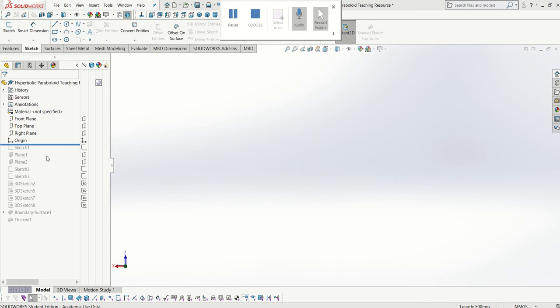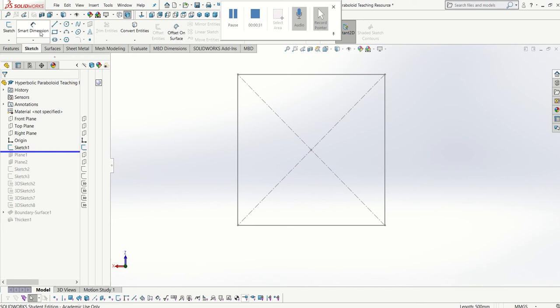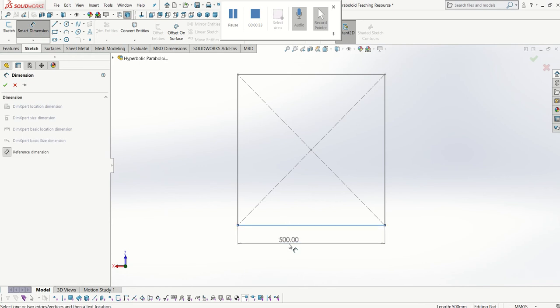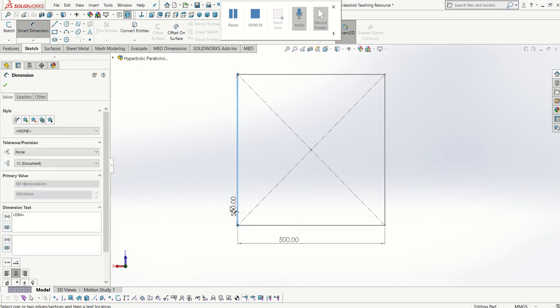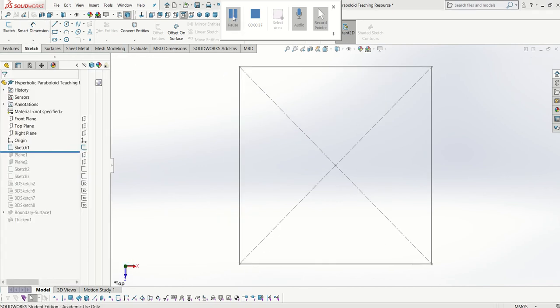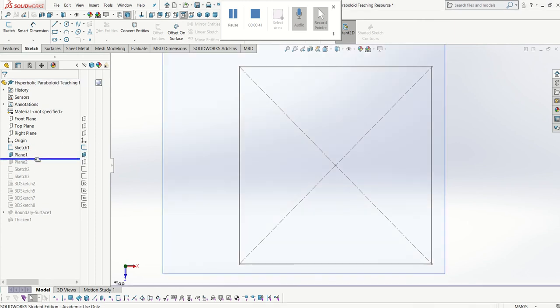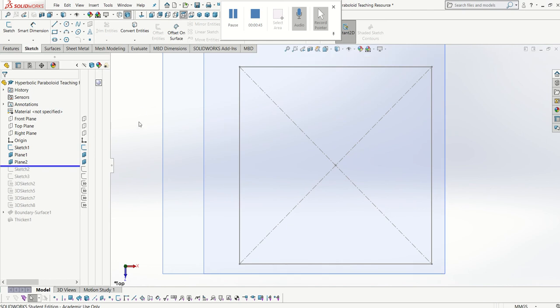So the first step was I made a box on my top plane, and I square dimensioned it to be 500 by 500 on both sides. So my next step is going to be to make two planes that are both parallel to my first chosen plane, which for me was my top plane.